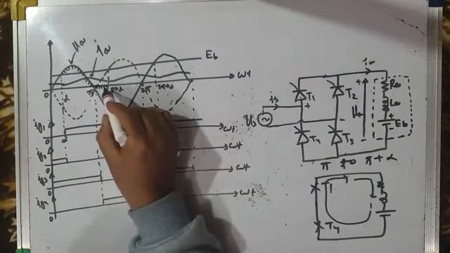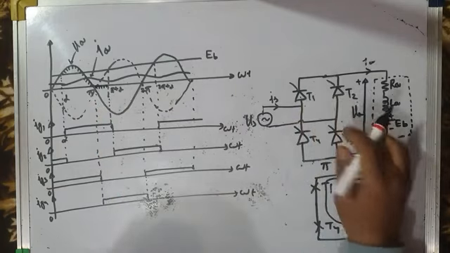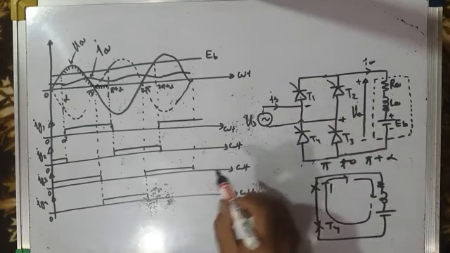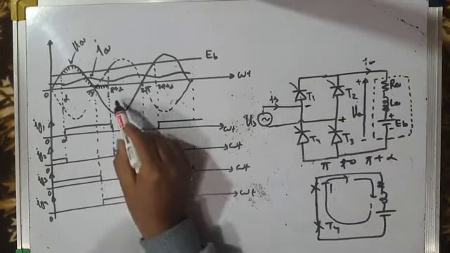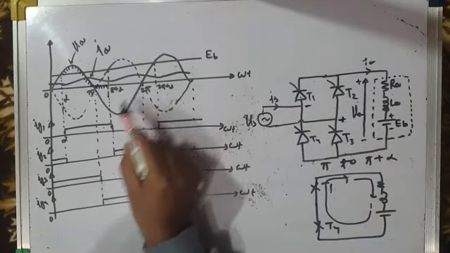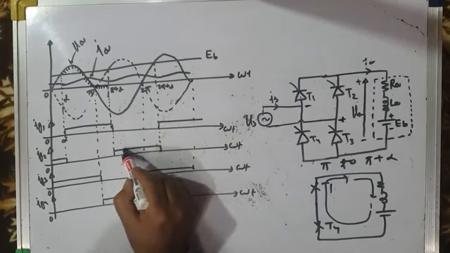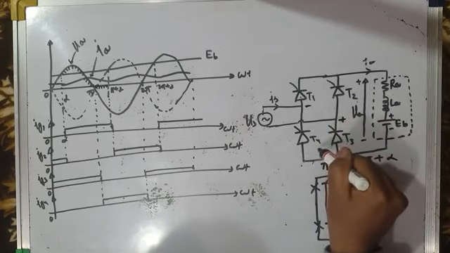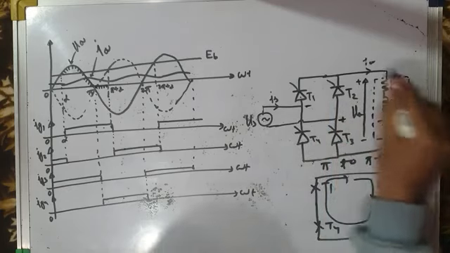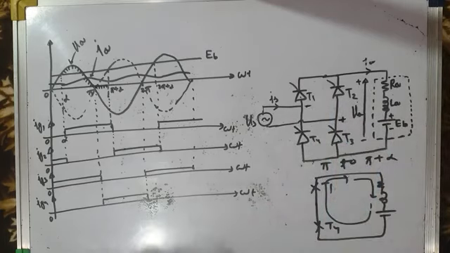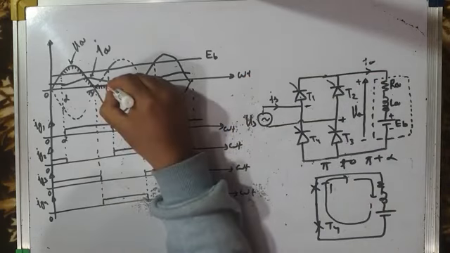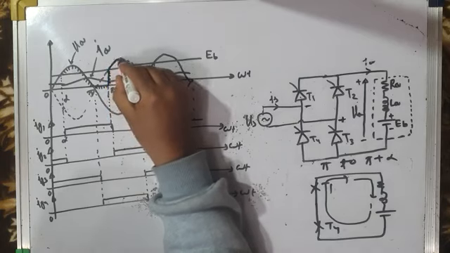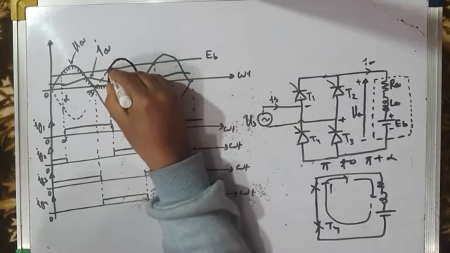Let us see what happens at pi plus alpha. At pi plus alpha, source voltage has already become negative. It has reversed its polarity. From pi plus alpha to 2 pi, T2 and T4 are high. T2 and T4 are giving firing pulses. They immediately go into conduction and current flows like this. Load again gets connected across the source and load voltage is equal to the positive segment of source voltage. So load voltage is again same as source voltage, positive.